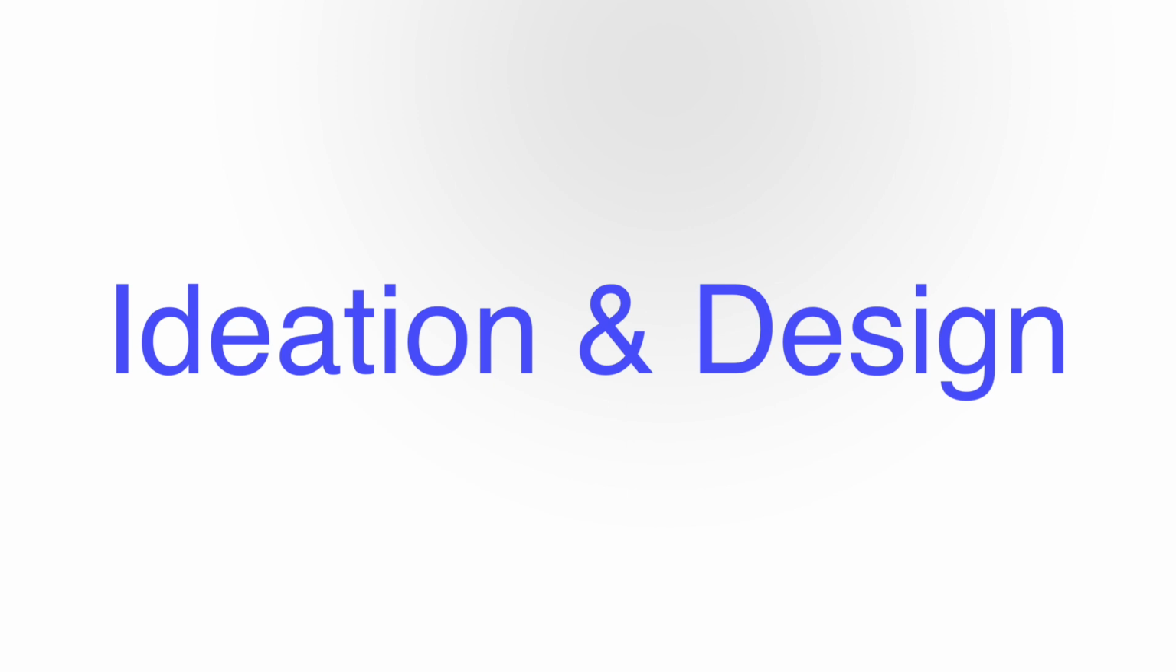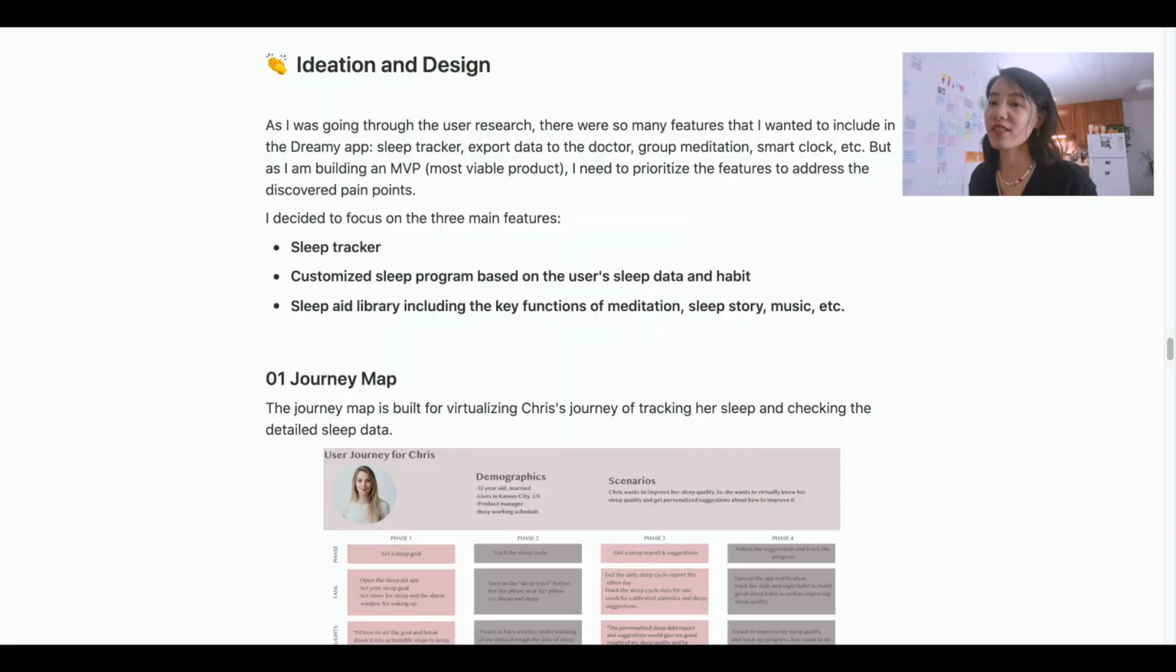As I'm going through the user research, I've generated so many ideas, like a sleep tracker, export the sleep data to the doctor, group meditation, smart clock, etc. But since I'm building the MVP, I need to prioritize and rank all the features. Then, based on the user's needs and pain points, I decided to focus on 3 main features.